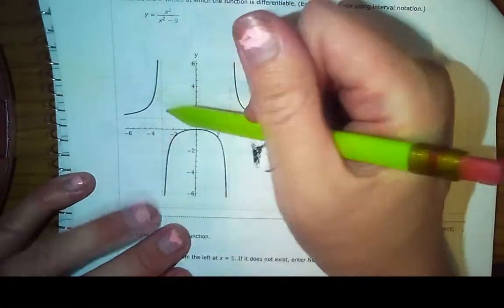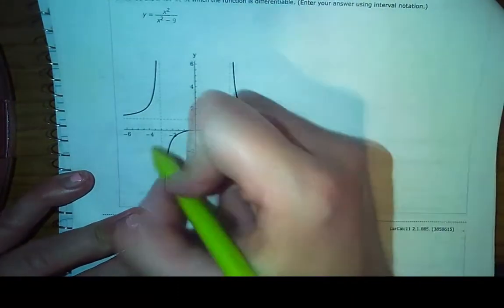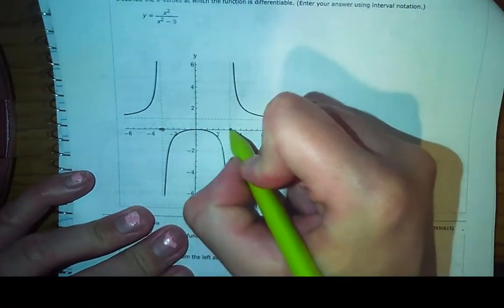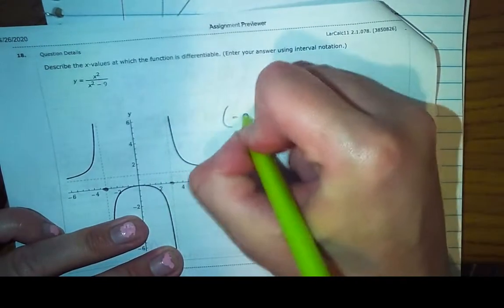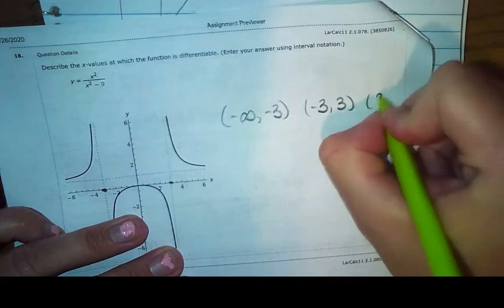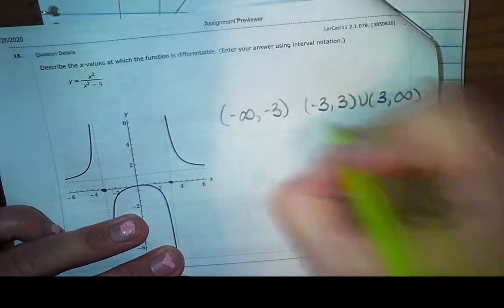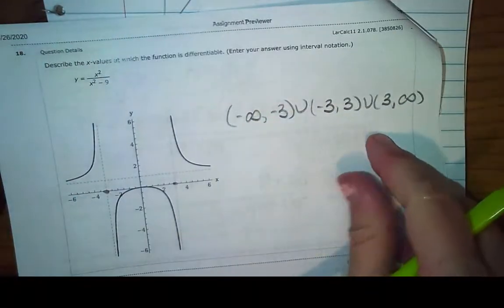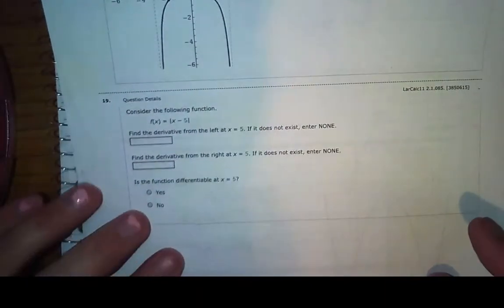So again, where are my off limits? Holy cow, it's the same answer. All right, this is -3. This is +3. So where can I use, I can use them everywhere, but at -3, I can go from -3 to +3, and I can go from 3 to infinity. So again, fancy way of saying everything but -3 and +3.